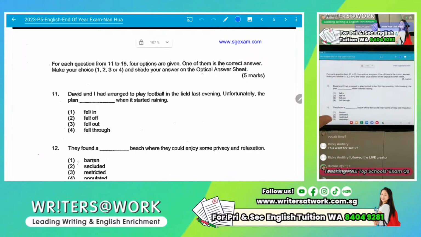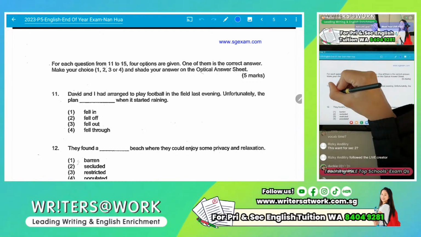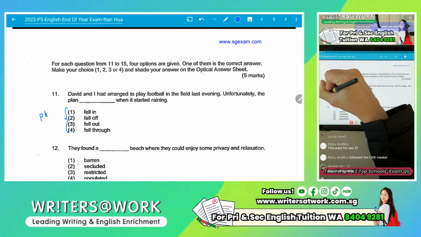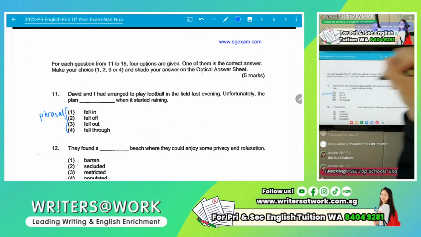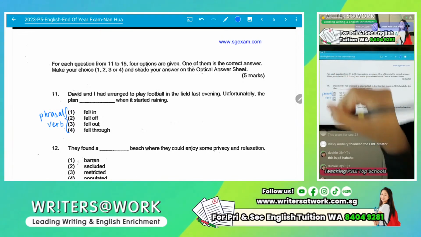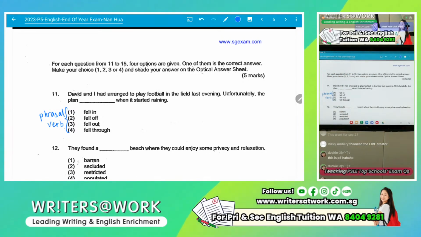First question. David and I had arranged to play football in the field last evening. Unfortunately, the plan blanked when it started raining. These 4 examples over here are what we call phrasal verbs. Okay? Verbs, as we all know, are actions, right? So phrasal verbs are phrases or short sequences of words that are meant to be read together as a single action. They form one action.